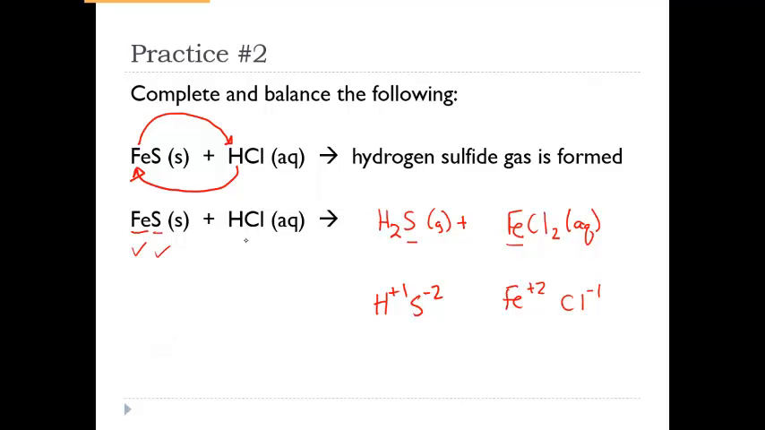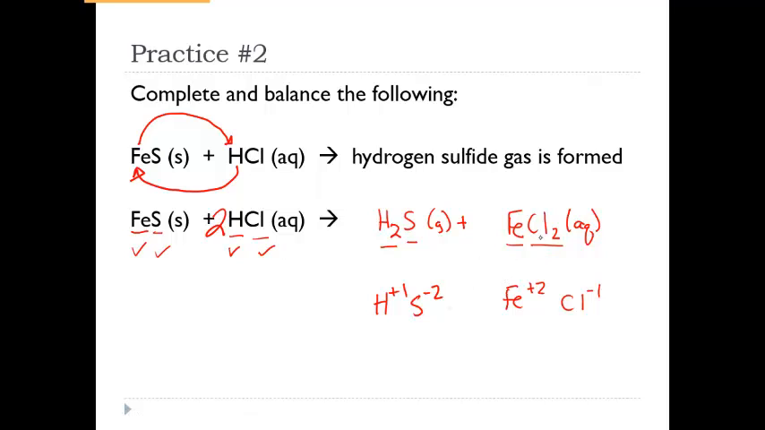We have hydrogen though, only 1 here on the reactants. We have 2 on the product, so we are going to need to put a 2 out in front of our HCl, and that will take care of the hydrogens, now 2 on each side. And chlorine, there are 2 chlorines and 2 chlorines here with the FeCl2.